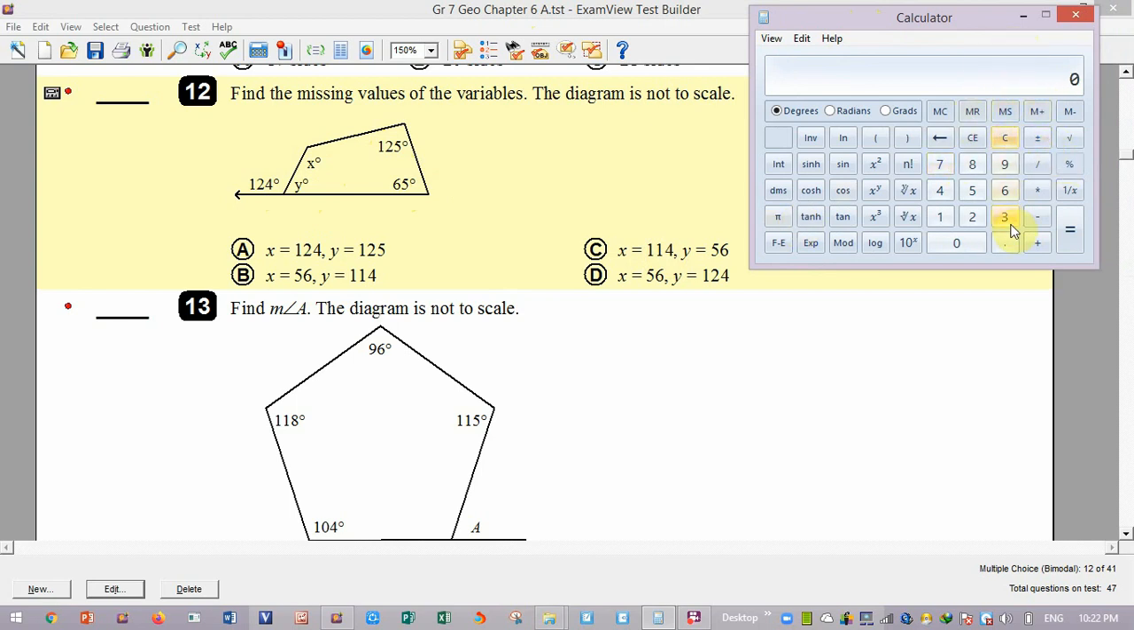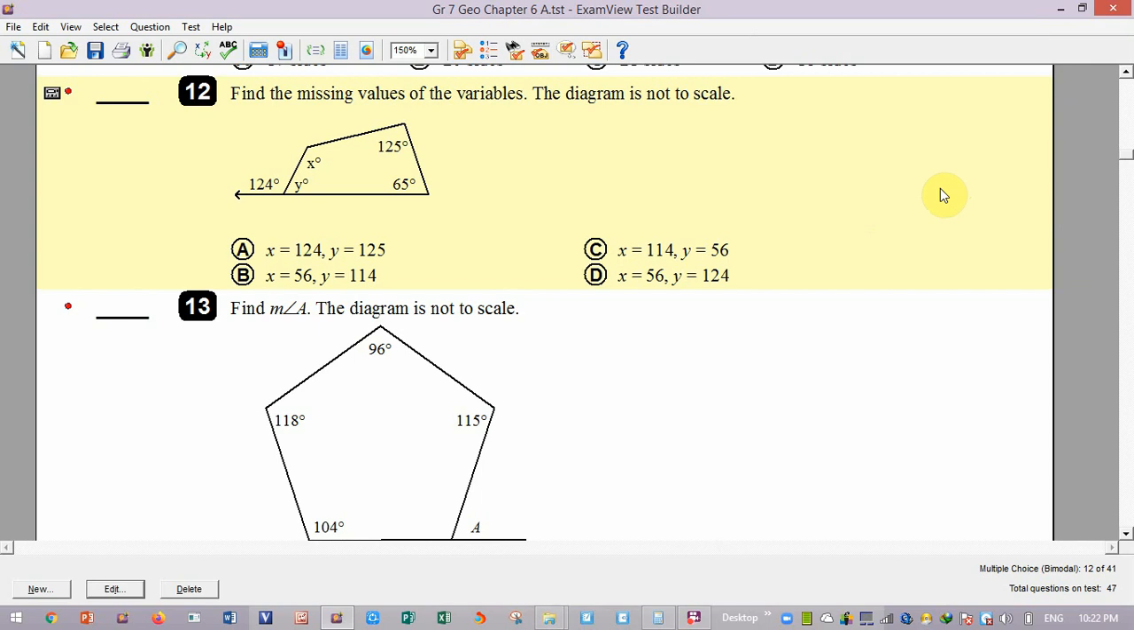Okay, you can check. 360 minus 125, then subtract again 65, then subtract 56, then the answer is 114. Okay.